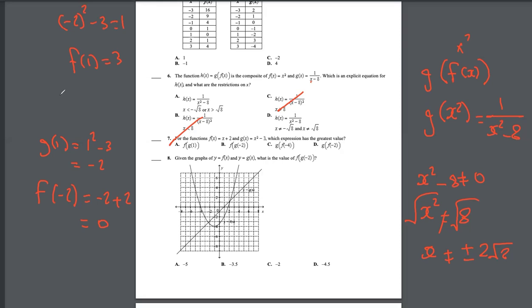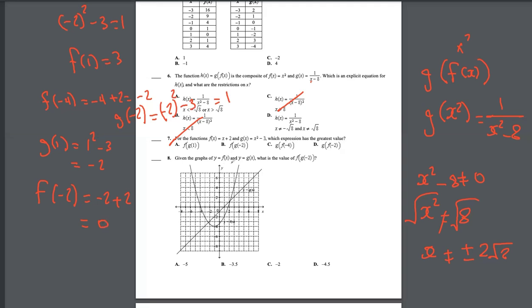C, you do g of f of negative 4. So you find f of negative 4 first. You put it here, so that's negative 4 plus 2, which gives me negative 2. And then you do g of negative 2 for C. G of negative 2, you put in negative 2 for the x here, so that will be negative 2 squared minus 3. Negative 2 squared is 4. 4 minus 3 will give me positive 1.